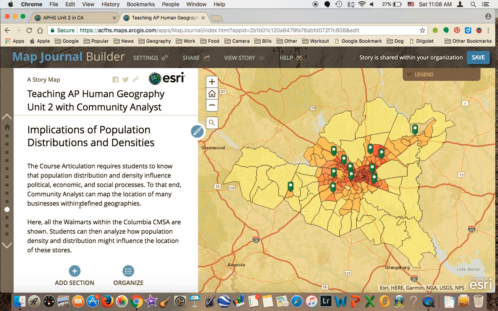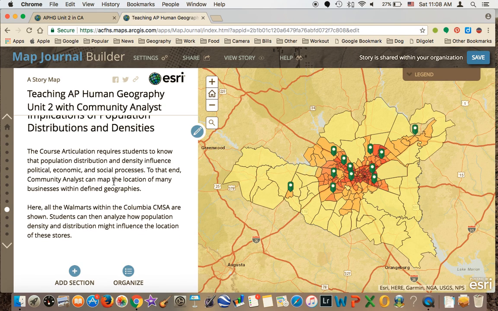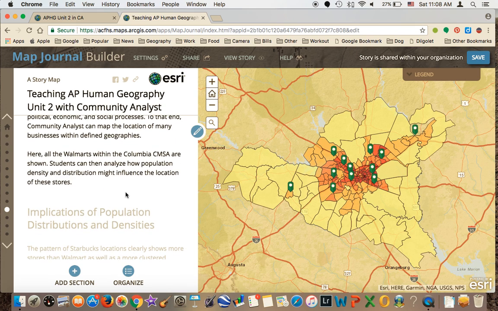So what's next? Students need to be able to understand the implications of population distribution and density. The articulation guide tells us this. And they need to know how these distributions and densities influence political, economic, and social processes. So very quickly, let's look at the economic processes. What I've asked the map here to do within Community Analyst is show us all the Walmarts. And so we could take some time, investigate these patterns. We can do some other stuff with it, but how does the population density relate to the pattern of Walmarts?